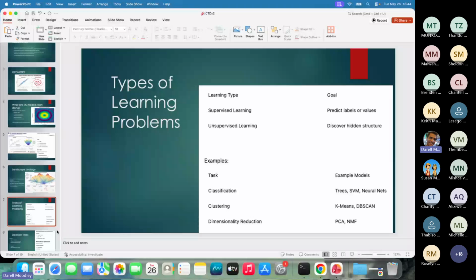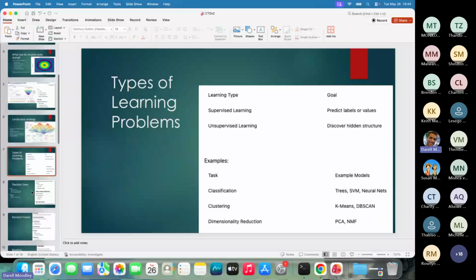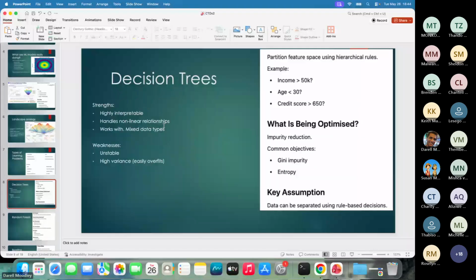Right, and then we'll go over each of these models now at a very high level to explain how they work, advantages and disadvantages. All right, so let's start with decision trees. With decision trees, you're trying to partition the feature space based on a flow diagram or hierarchical rules. For example, you want to discover rule-based, just think of it as like if statements.